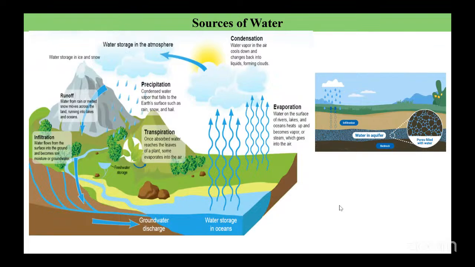So let us learn more in depth about it. This water cycle, let us see from the atmosphere. From the atmosphere it comes back to the earth in the form of precipitation, where the water comes down in the form of snow, hail, rain, fog, dew, whatever it is. So it comes down to the earth in the form of precipitation.